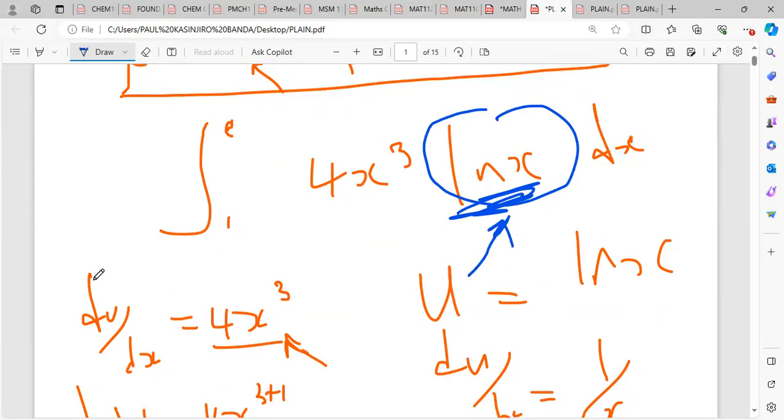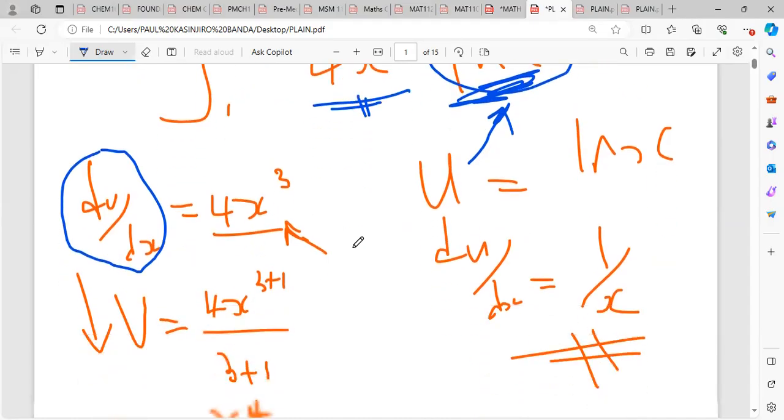Then how do you choose your dv dx there? You choose something that can be easily integrated. So this expression here can be easily integrated, and that's why you chose it.